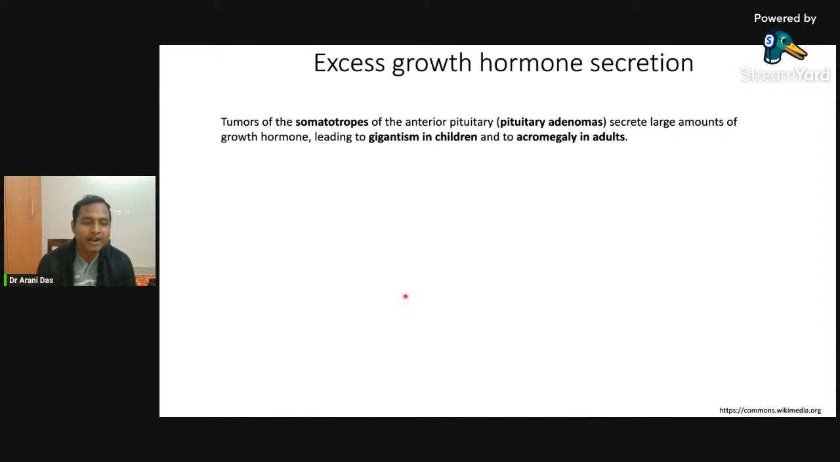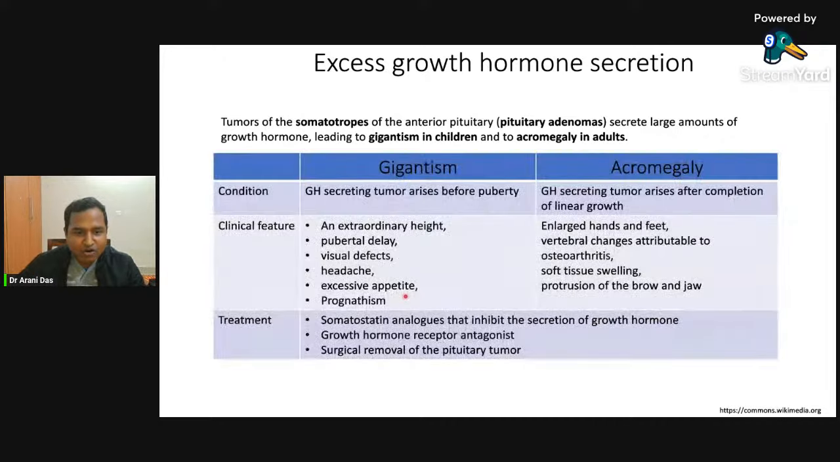Now these somatotroph cells are responsible for growth hormone secretion. Excessive somatotroph adenoma, or tumor, produces excessive growth hormone, and that growth hormone produces these clinical syndromes, which are called gigantism and acromegaly. Now, what is gigantism and what is acromegaly?